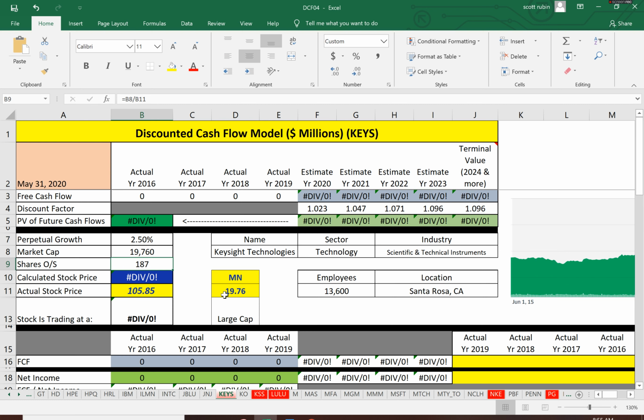That's the shares outstanding. And we're going to calculate the future free cash flow of the company and discount that value back to today's dollars. That's the best way to value a company, is to calculate the future free cash flows. And when we get the value of the company, we just divide that by the shares outstanding to get a stock price and see how it compares to the actual stock price.